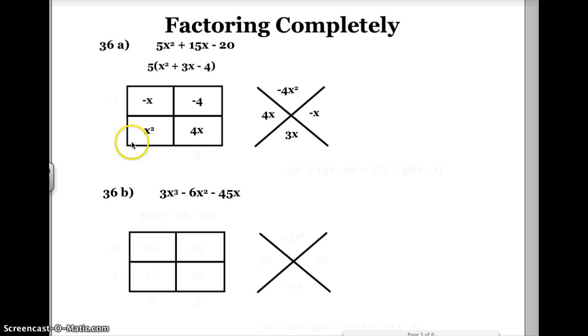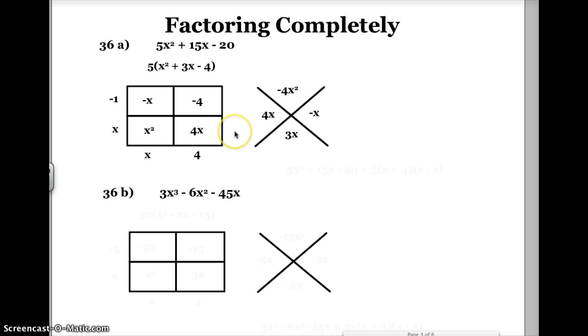Now let's look at the bottom row. X squared and 4x both have an x in common. So I'll factor an x out. If this dimension's x and my area is x squared, that's going to be an x. So I'll put an x right down there. If this is x, my area is negative x, that'll be negative 1. If this is x and my area is 4x, that'll be positive 4.